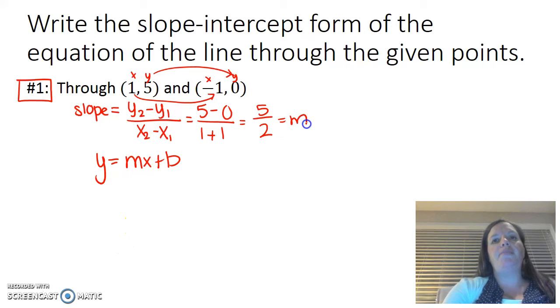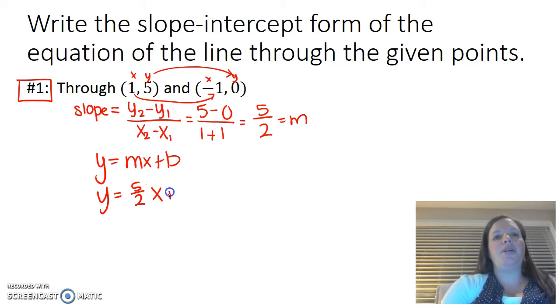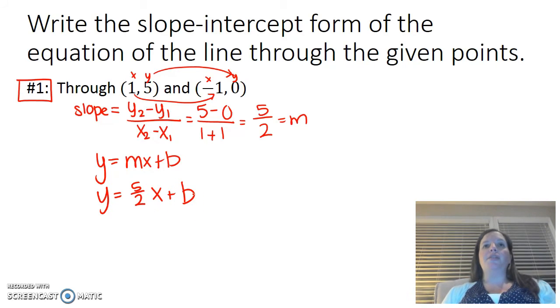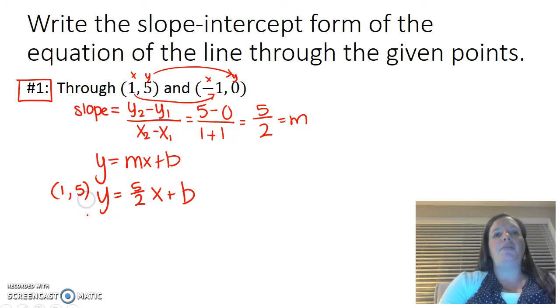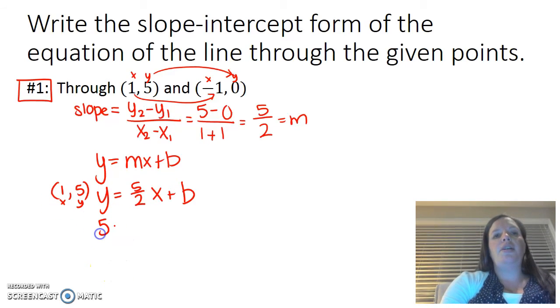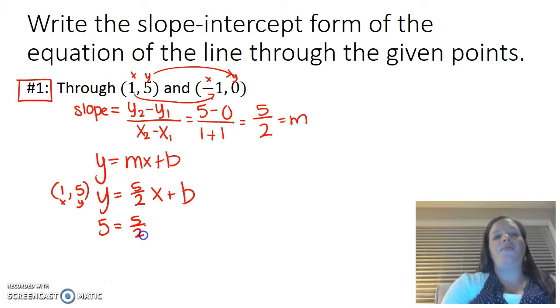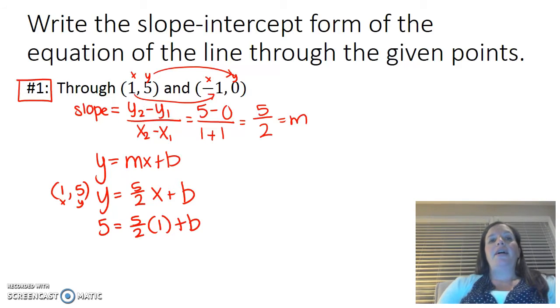Right now, I know the m value. y equals 5 over 2 x plus b. I need to figure out what the y-intercept is. To do that, I'm going to take one of my points, in this case 1 comma 5. There's an x, there's a y value, and I'm going to plug those in where I see x and y. This is not the method that most of you used when we were actually doing this unit, but I'm going to remind you of it anyway.